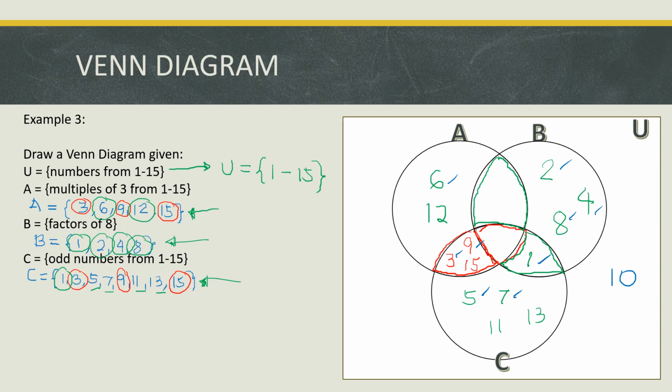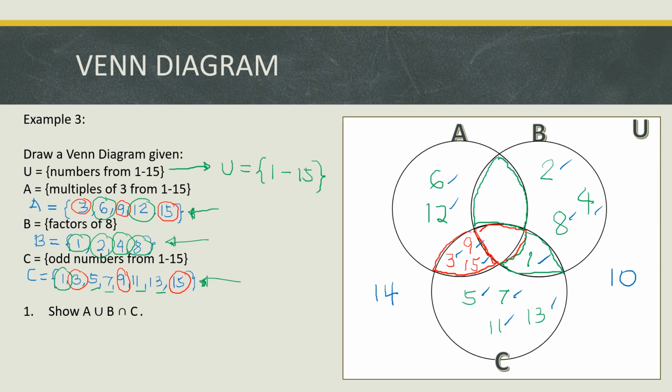Let us proceed with 11, 12, 13. We do not see 14, so therefore we're going to write 14 outside the three circles. Lastly, number 15. So this is now our Venn diagram for the three sets.